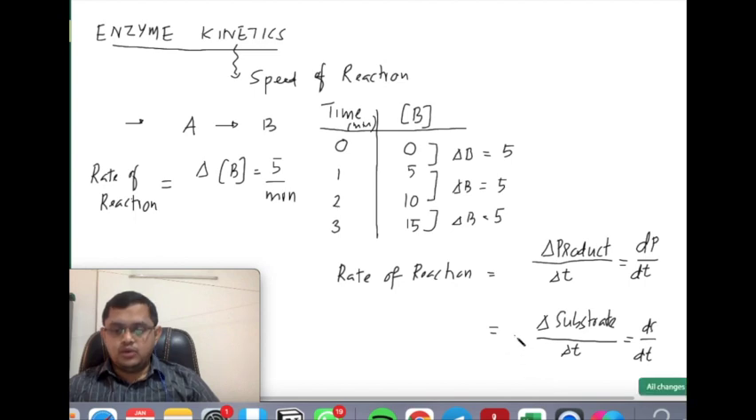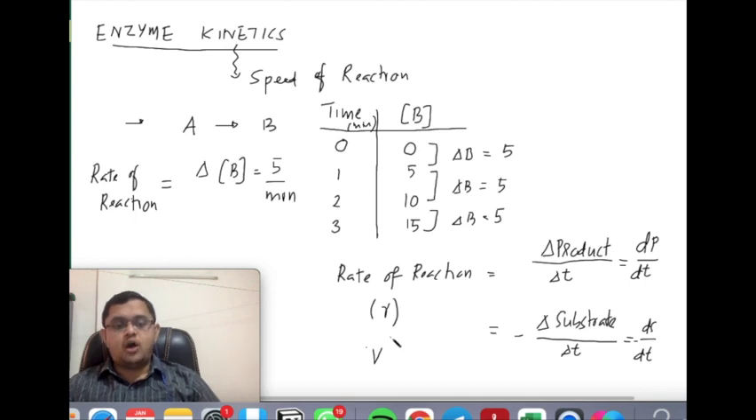But you need to include a negative sign. Why the negative sign? The negative sign indicates that the substrate is reducing with respect to time. So the rate of reaction is symbolized as R in a normal chemical reaction, whereas in an enzymatic reaction it is mentioned as V. Both symbols are used in books. So this is the rate of reaction, right?